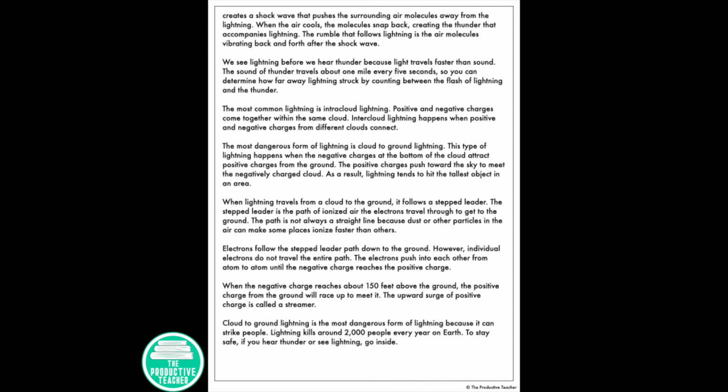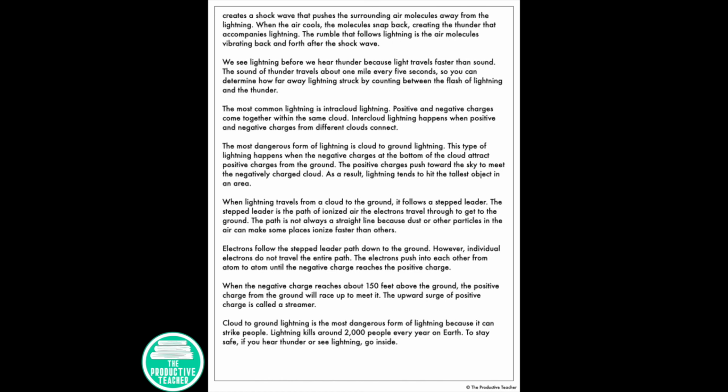When lightning travels from a cloud to the ground, it follows a stepped leader. The stepped leader is the path of ionized air the electrons travel through to get to the ground. The path is not always a straight line because dust or other particles in the air can make some places ionize faster than others. Electrons follow the stepped leader path down to the ground.